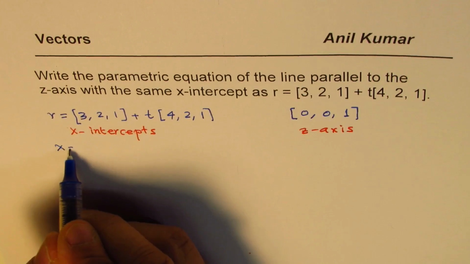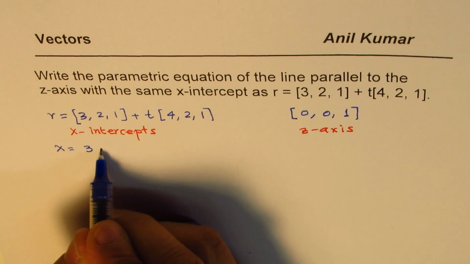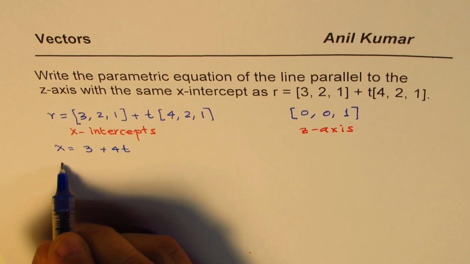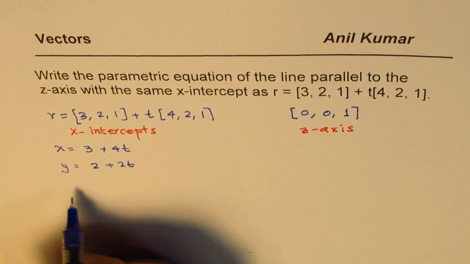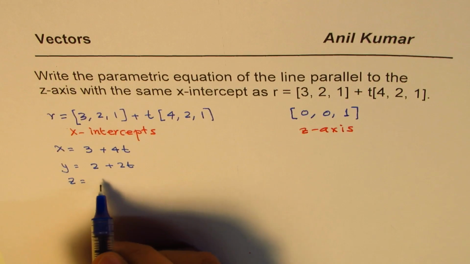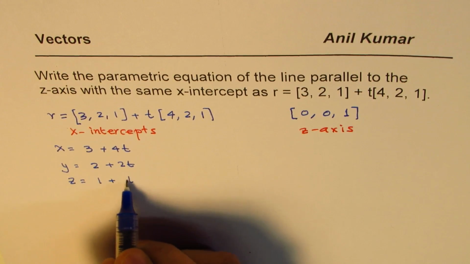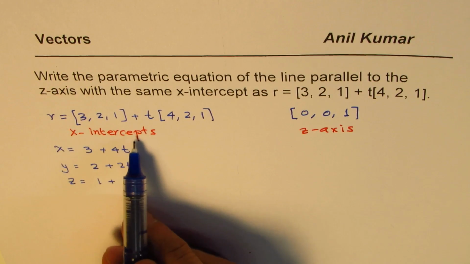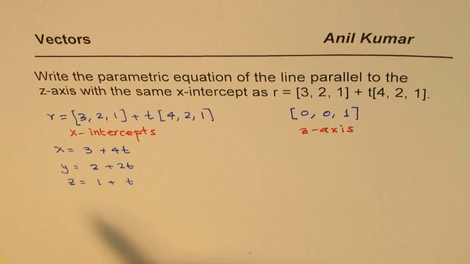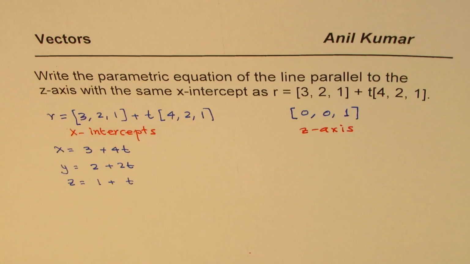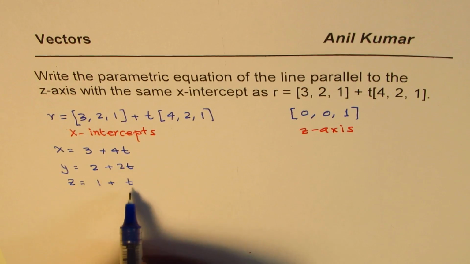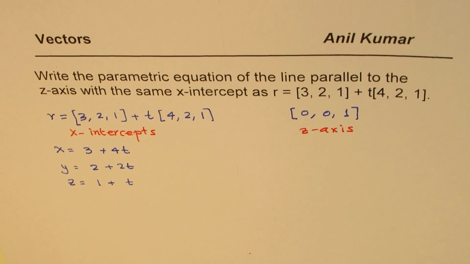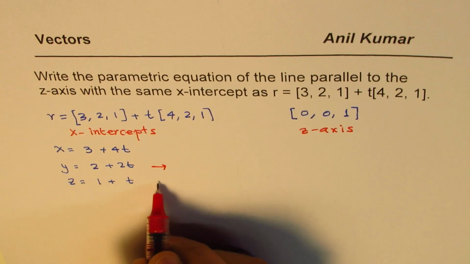To find the point, we can write this in parametric form. So x equals 3 plus 4t, y equals 2 plus 2t, and z equals 1 plus t. The x-intercept is a point where the y and z values will be 0. At the x-intercept, both will be 0. So we could solve for t from y or z. Let's do it for both and see if we get the same value for t.